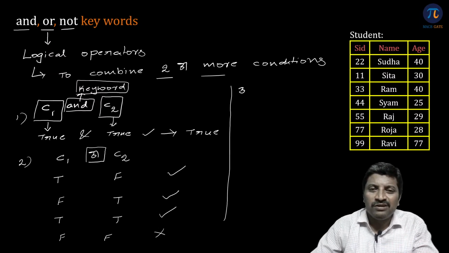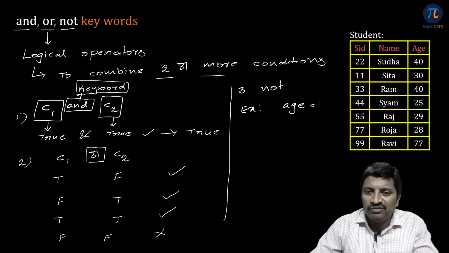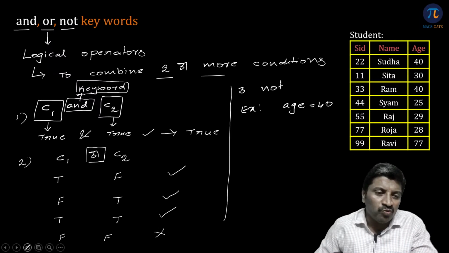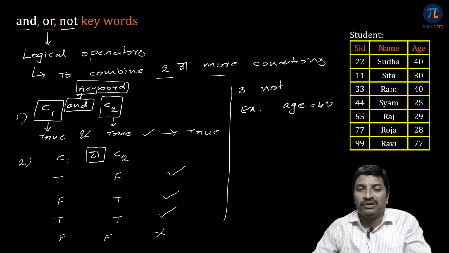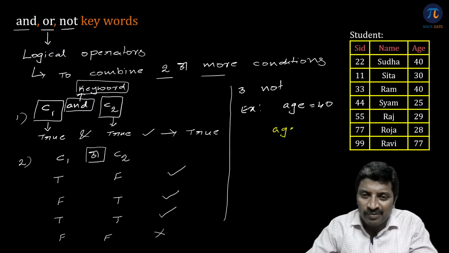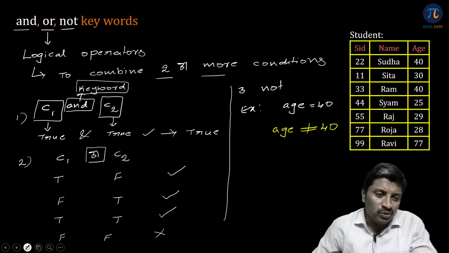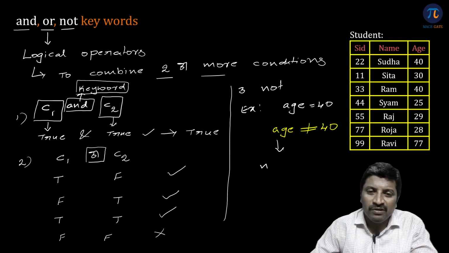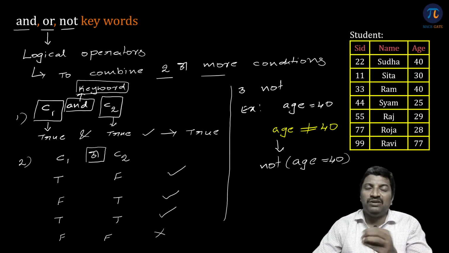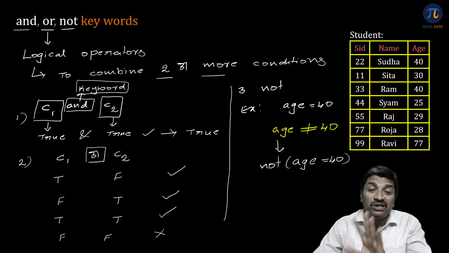What about the third one, sir? NOT. The simple example is, suppose in the previous example we wrote age equal to 40. Now I don't want the people whose age is equal to 40. What does it mean, sir? In general mathematics notation, people will write it like this: age not equal to 40. But we don't have any symbol like this in SQL. So in such a case, we specify it like this: NOT of age equal to 40. So it will give the records for which age is not equal to 40.